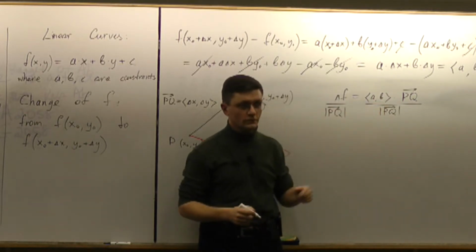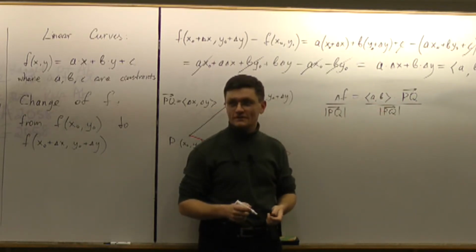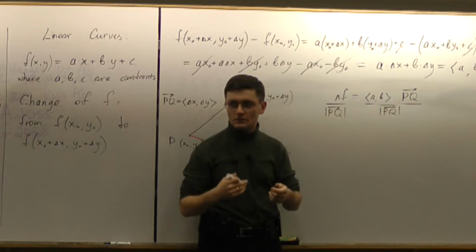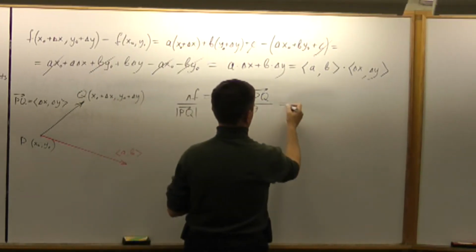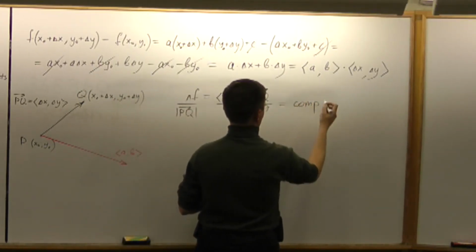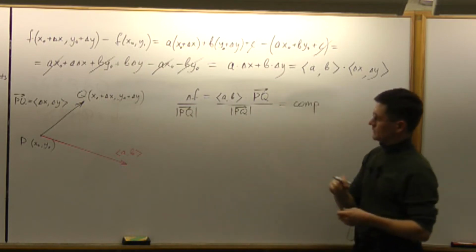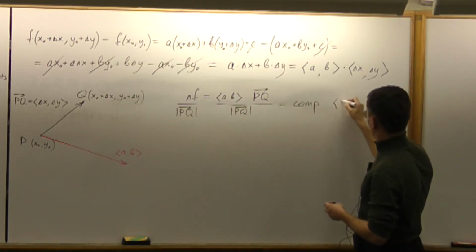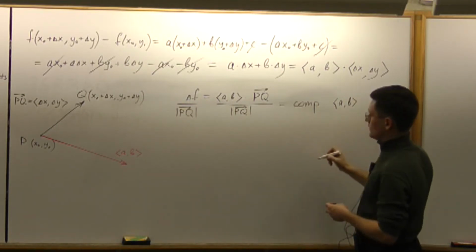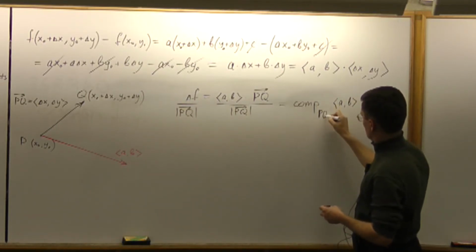What is that? Do you recognize that fraction? Dot product divided by the magnitude of one of the vectors? That's component, yes. That is component of which vector? Of the vector AB. With respect to the direction PQ.